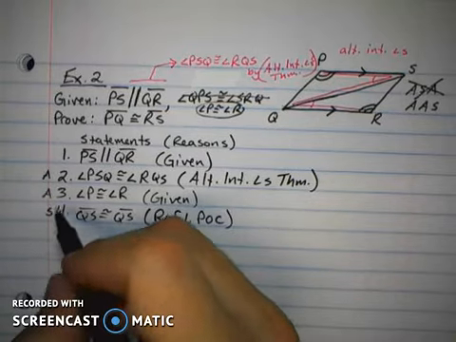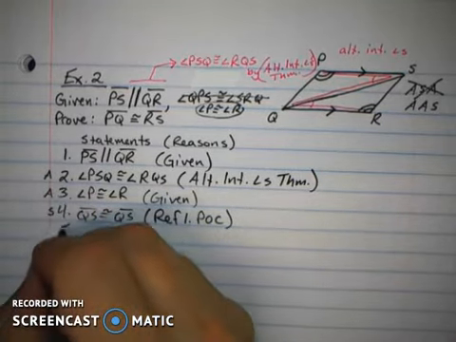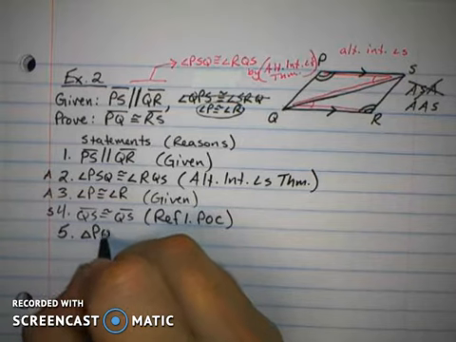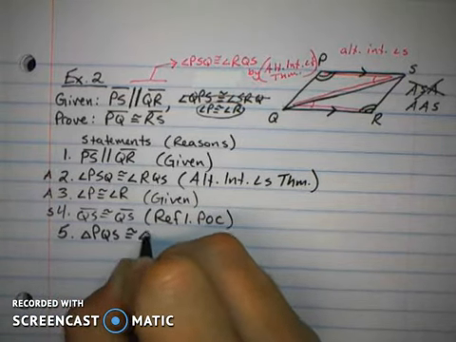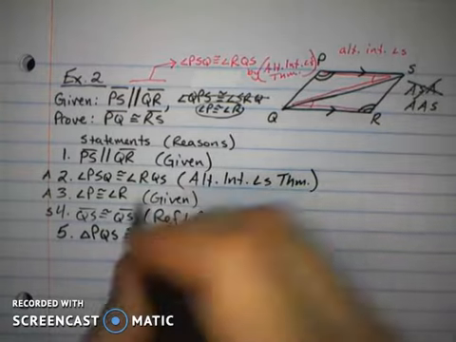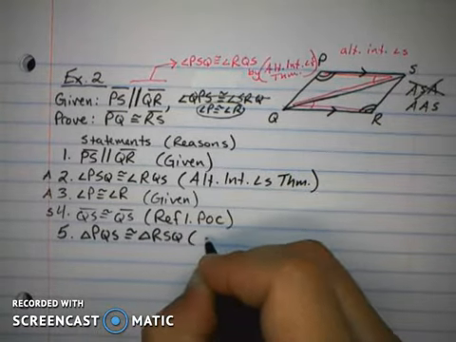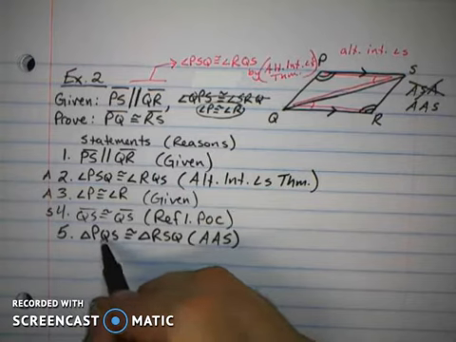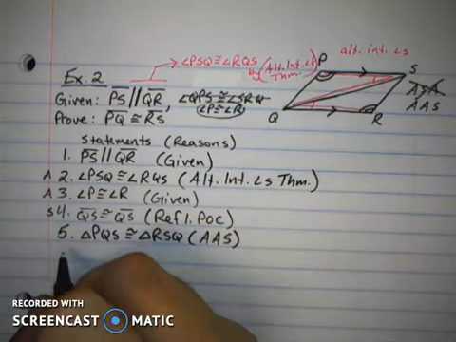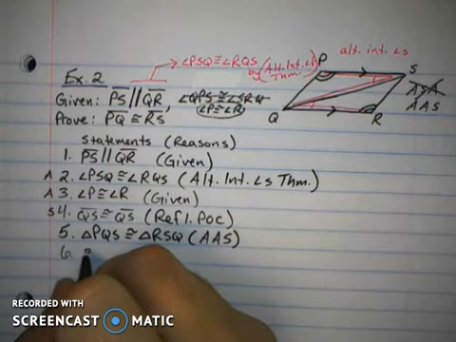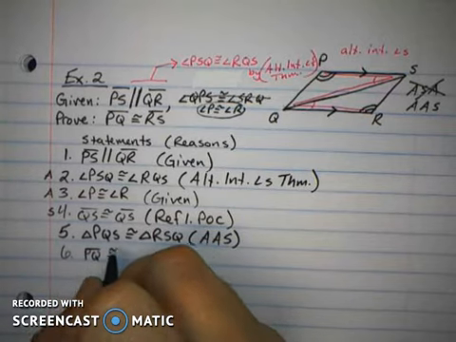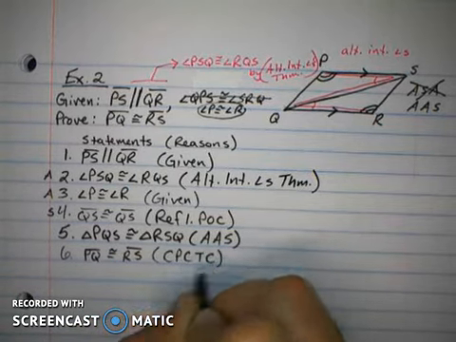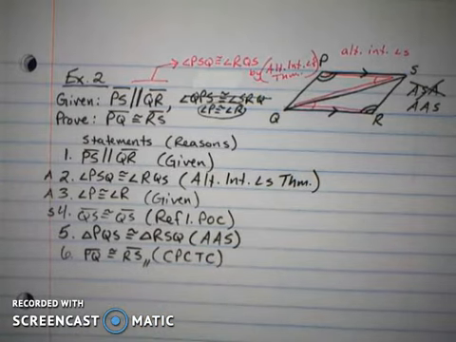So there is enough information to show that the triangles are congruent by angle, angle, side. So we can say triangle PQS is congruent to triangle RSQ because of angle, angle, side, which means the corresponding parts PQ and RS must be congruent by CPCTC. So we can say segment PQ is congruent to segment RS because of CPCTC. And that finishes our proof.